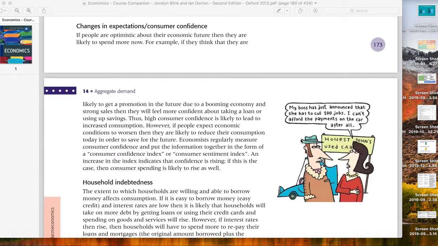However, if you expect crappy conditions and things to worsen, guess what? You're not going to be spending, you're going to be saving just in case. Your consumer confidence will go down and it'll shift to the left. There's a measure for this economists use called the Consumer Confidence Index or the Confidence Sentiment Index, and it pretty much just measures the level of confidence. If it's rising, then consumer spending is likely to rise as well. So it's just another indicator, right?